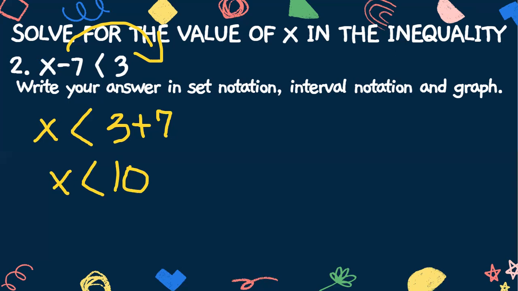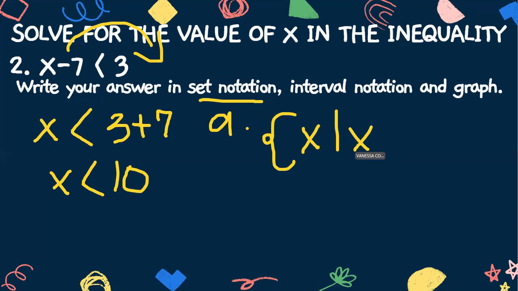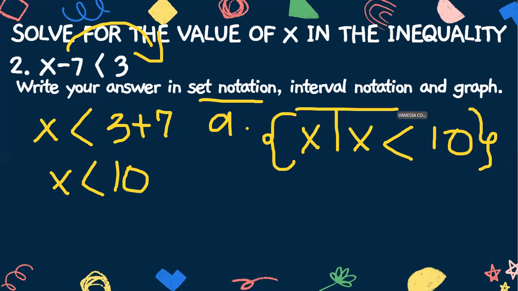So our set notation is, this is the set notation, x such that x is less than 10. So that is all there is to the set notation. You just put the given variable and the answer that you got. Okay, and then our interval notation.